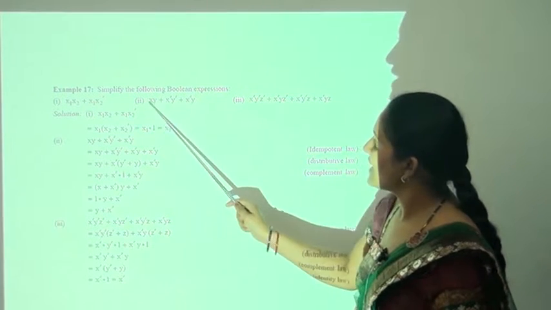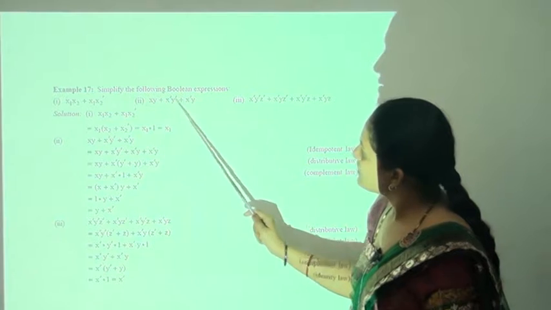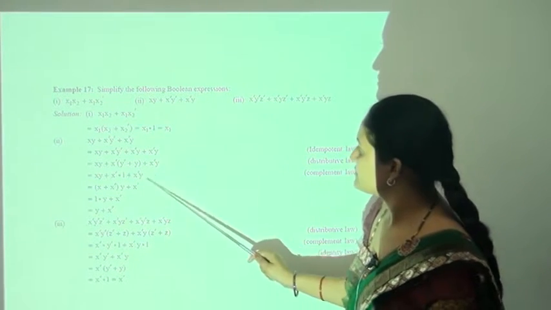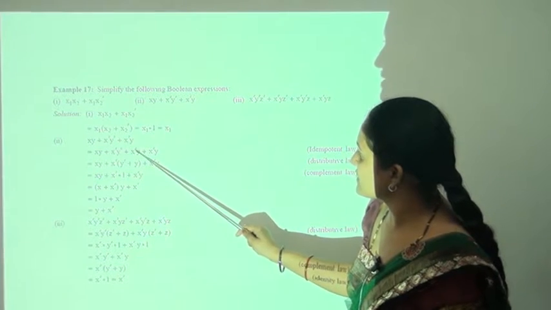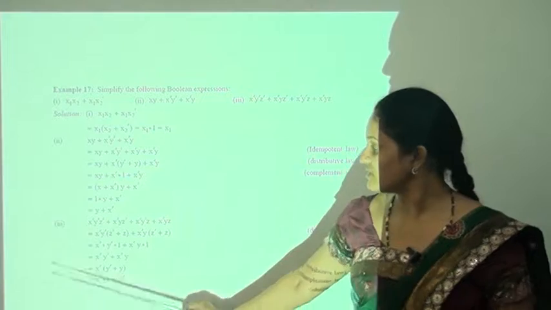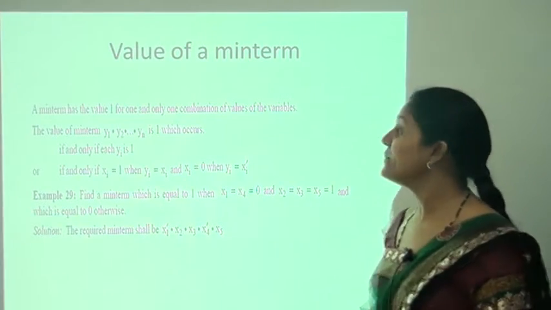For this also, xy plus x complement y plus x complement y complement. In this two we can take common as x complement. So x complement can be common, and we similarly can calculate like this and get the result. For the third one, similarly. Okay, now value for a min term.